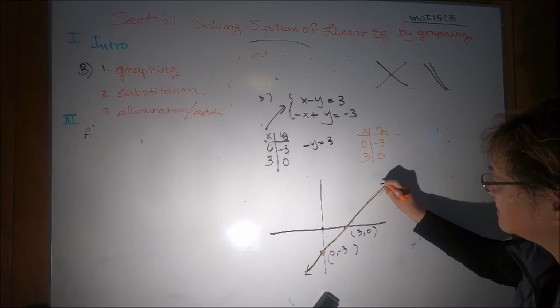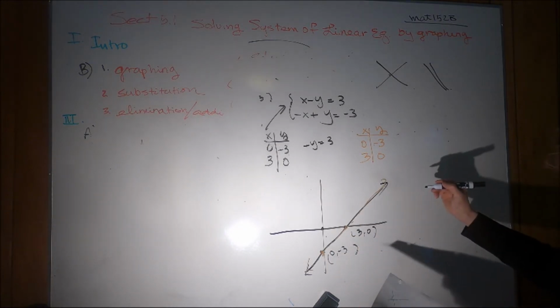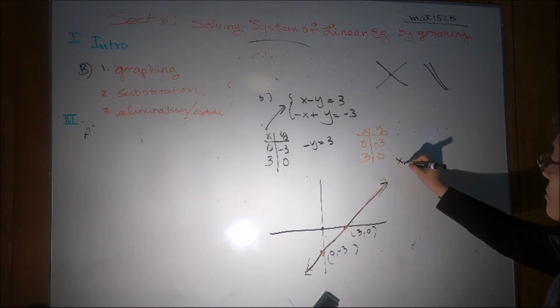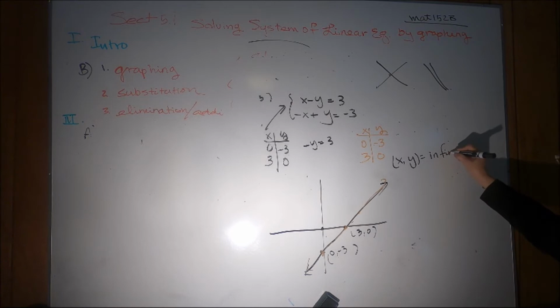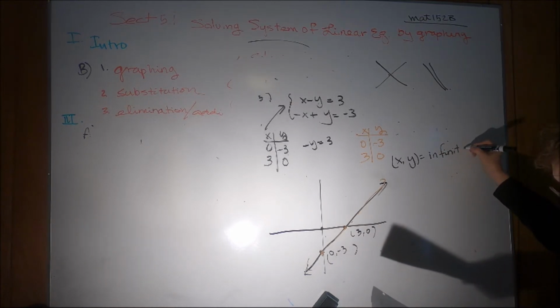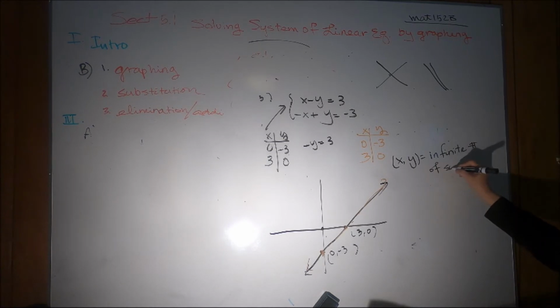are they the same line for both of them, right? So how many solutions are there? How many places do they meet? Everywhere on the line. So we say what? X and y, we have what? Infinite number of solutions, right?